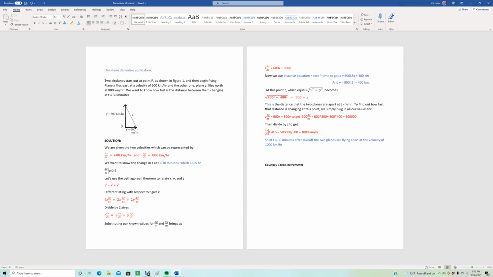Now I leave it as an exercise for you to show that no matter what time we look at, whether it's 10 minutes, half an hour, 2 hours, we will always get the same value for dz/dt equal to 1,000 kilometers per hour. This makes sense because the velocities that the aircraft are flying away from each other are also constants, 600 and 800.